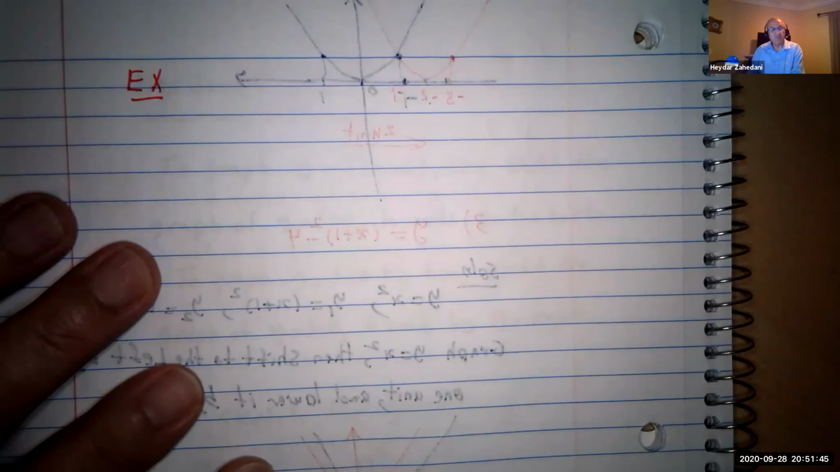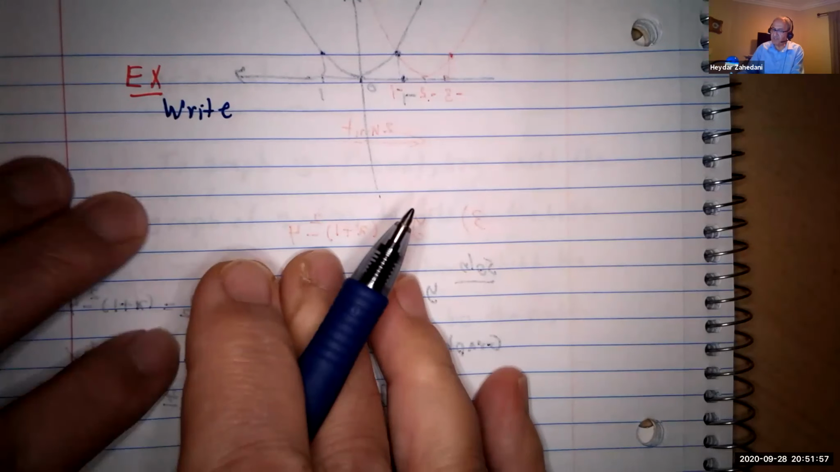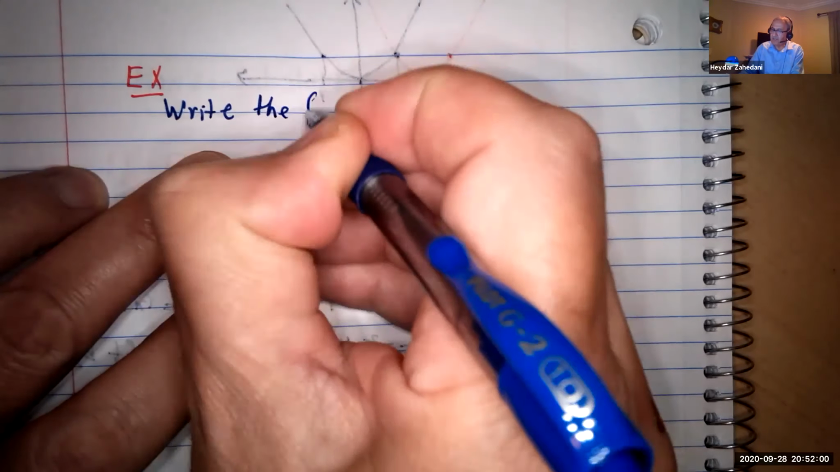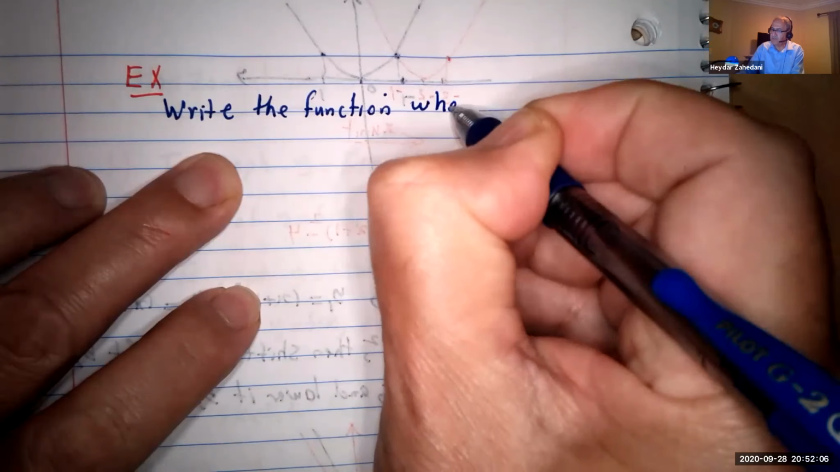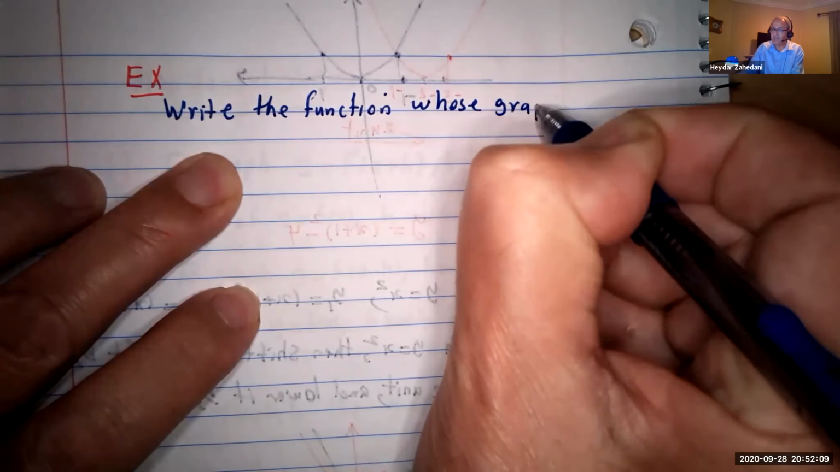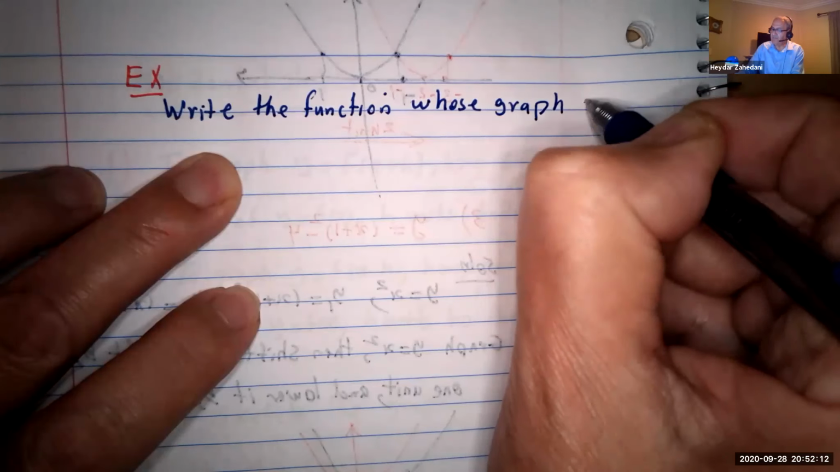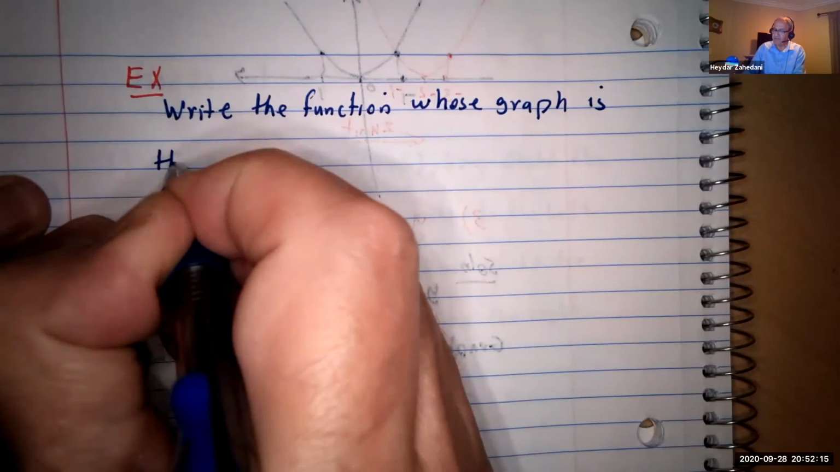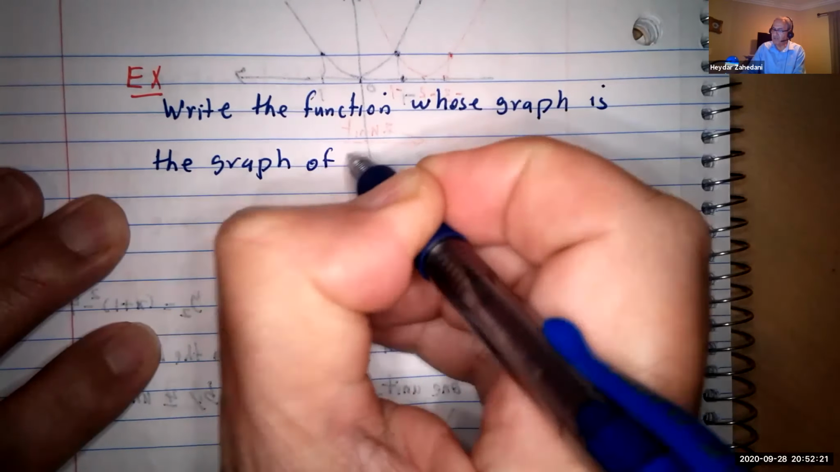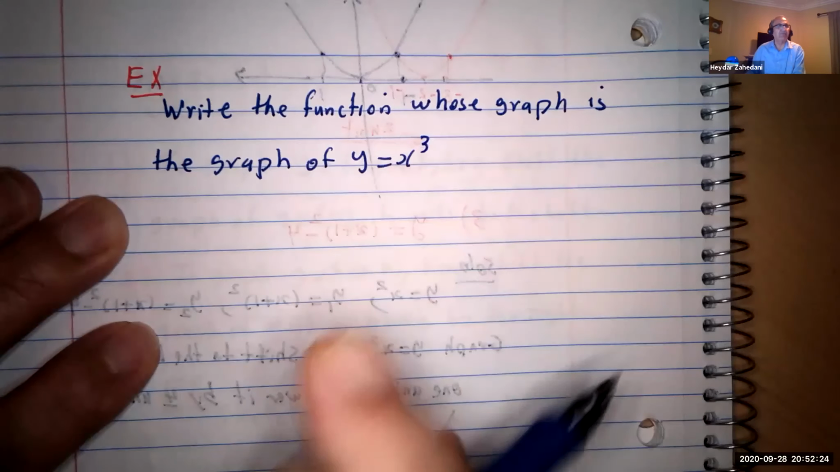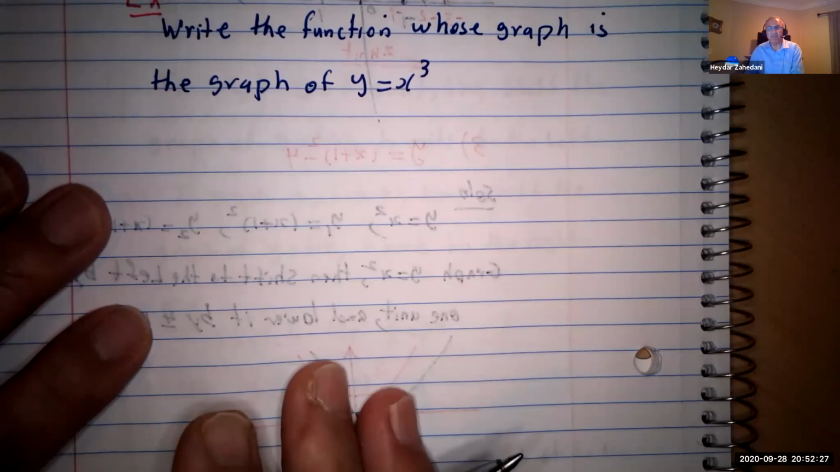Okay, example. We want you to write the function whose graph is the graph of y equal to the x cube. You see, y equal to the x cube is the parent function, if you like. We call it the parent function.